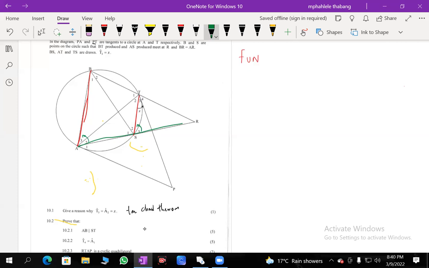I'm tempted to try to prove that S3 equals A2 plus A3. Can we try to prove that? Is it going to be possible to prove that angle S3 equals A3 plus A2? Or maybe angle T3 plus T4 equals B1 plus B2.